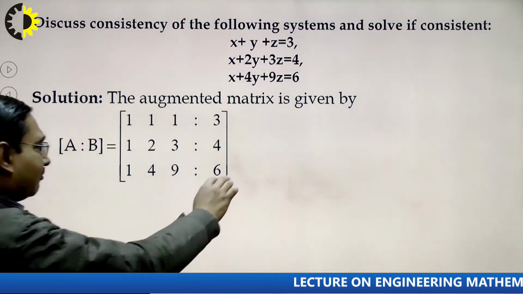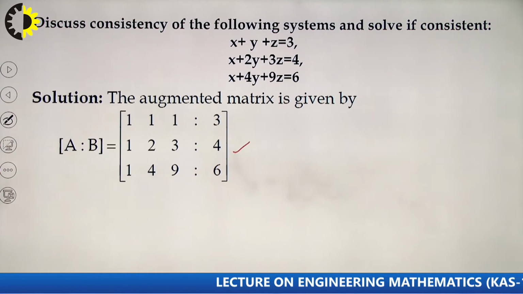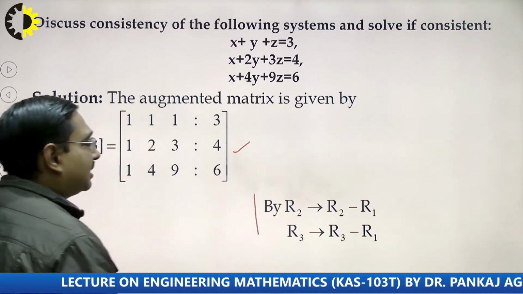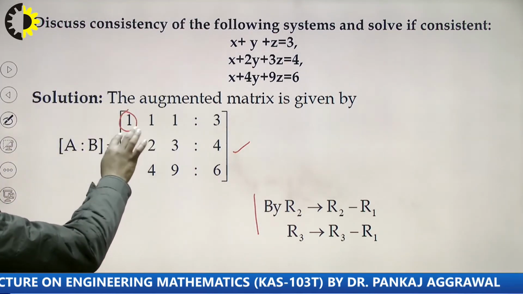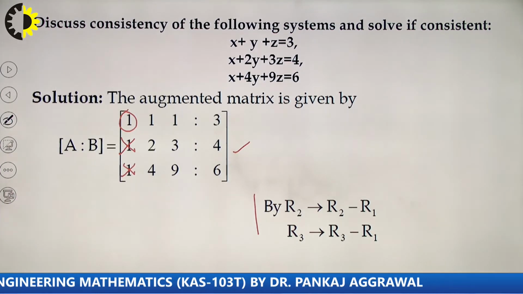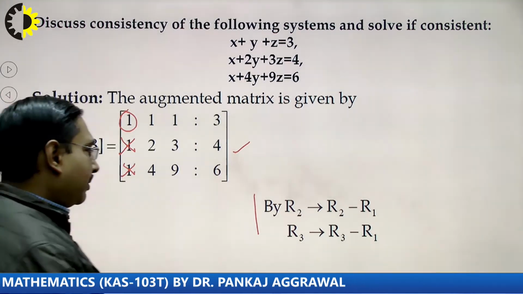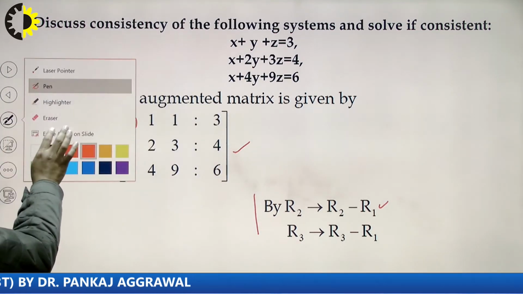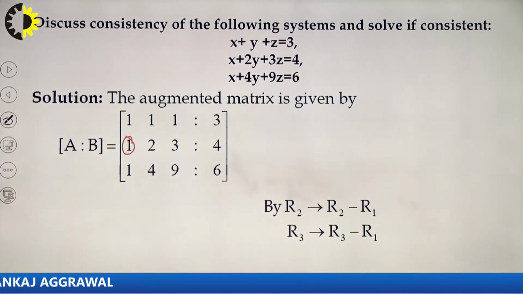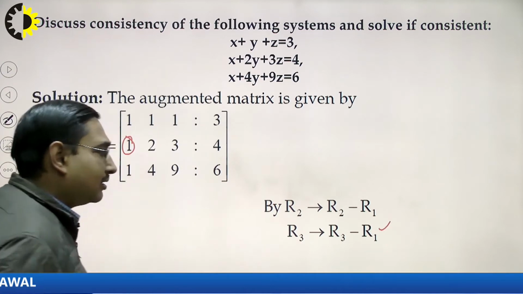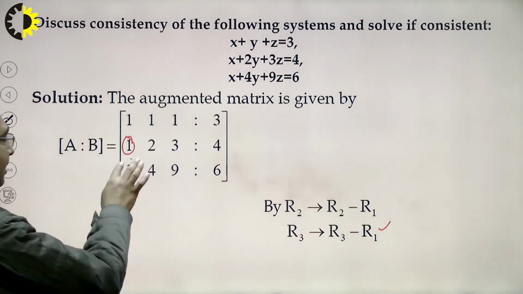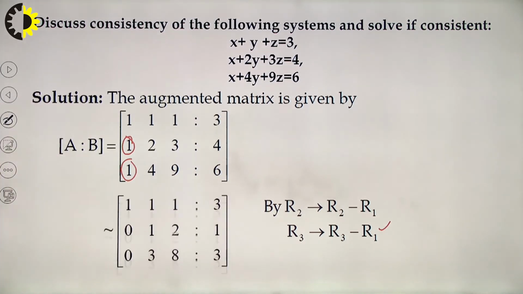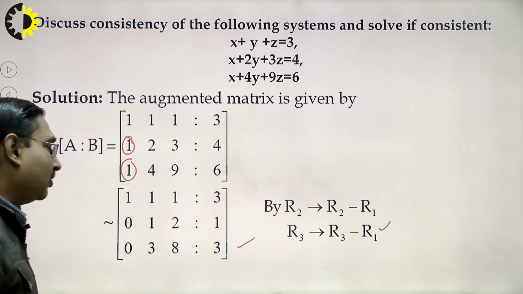Now we shall convert this matrix to echelon form using row transformations only, and for this I apply these transformations. With the help of this one, remaining elements of first column will be converted to 0. Applying this transformation, R2 replaced by R2 minus R1, this 1 will be converted to 0. Applying this transformation, R3 replaced by R3 minus R1, this element 1 will be converted to 0. Applying these transformations, I obtain the matrix in this form.